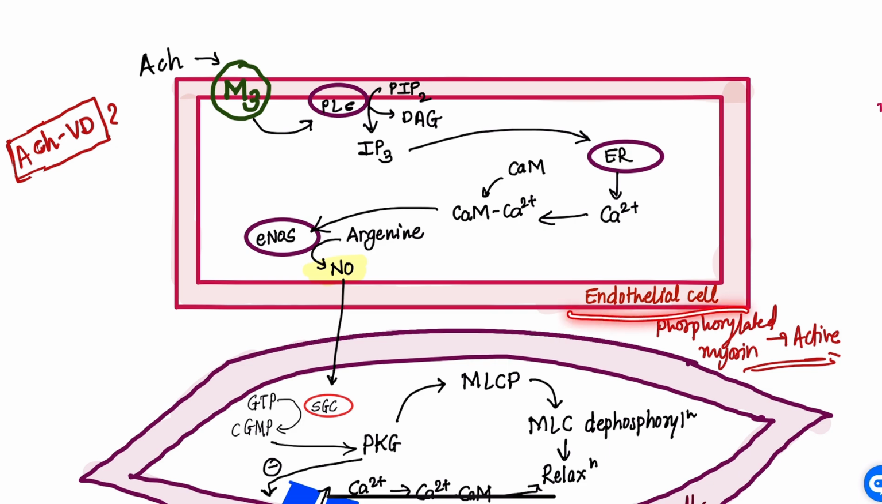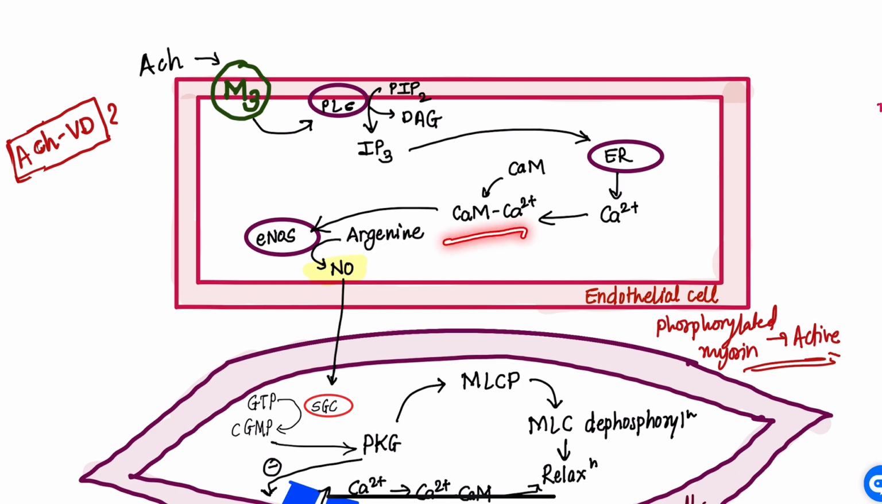So this is an endothelial cell of a blood vessel. On the membrane of this endothelial cell, there is the muscarinic M3 receptor. On stimulation of this M3 receptor by acetylcholine, there is stimulation of another enzyme, phospholipase C, which converts phosphoinositol diphosphate into inositol triphosphate and diacylglycerol. Now this inositol triphosphate stimulates the endoplasmic reticulum to release calcium ions.